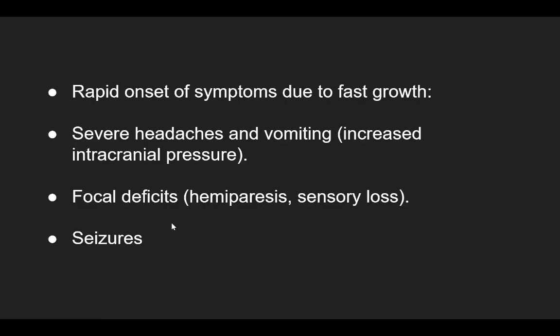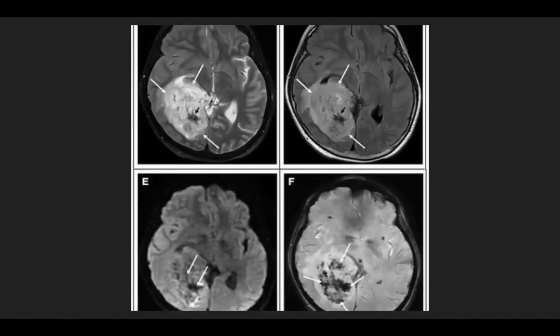There's rapid onset of symptoms due to fast growth. There can be severe headaches and vomiting, increased intracranial pressure. There can be focal deficits, hemiparesis, sensory loss, seizures, and the imaging is very much suggestive of a high grade lesion. So, this is not a chameleon in terms of radiology, this is a clear cut high grade diagnosis.